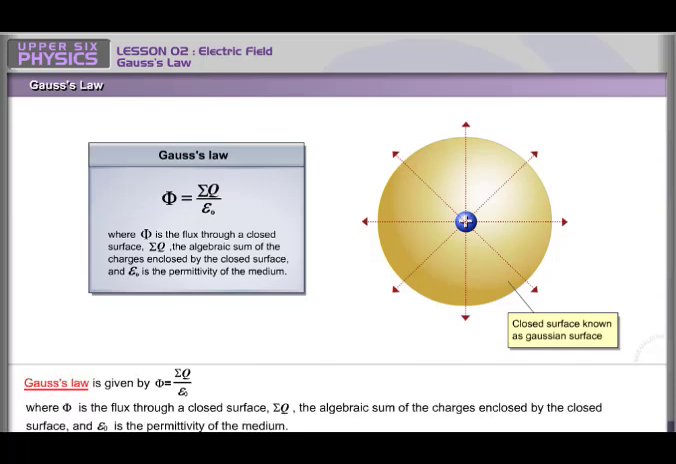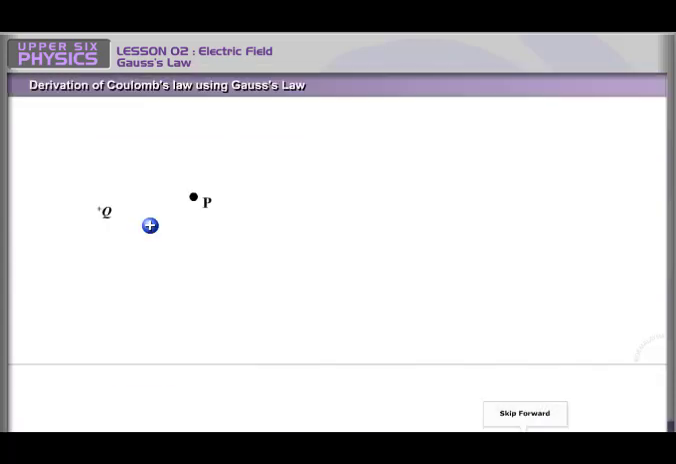Gauss's law is given by phi equals sigma q over epsilon naught, where phi is the flux through a closed surface, sigma q is the algebraic sum of the charges enclosed by the closed surface, and epsilon naught is the permittivity of the medium. Now we will use Gauss's law to derive Coulomb's law.